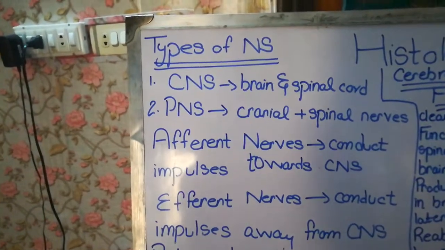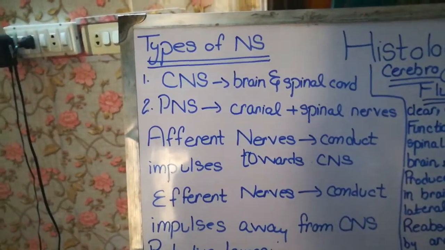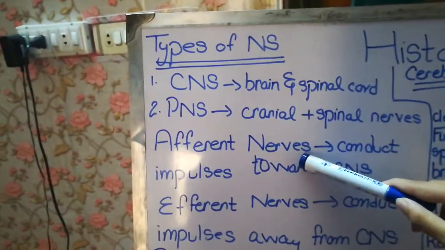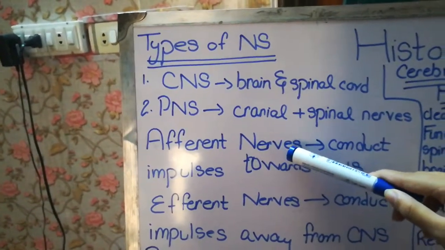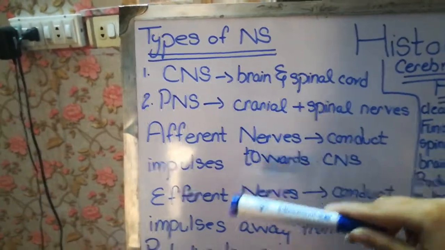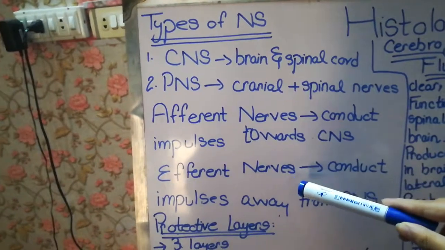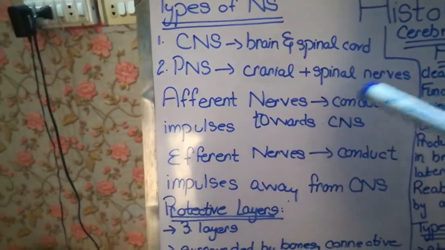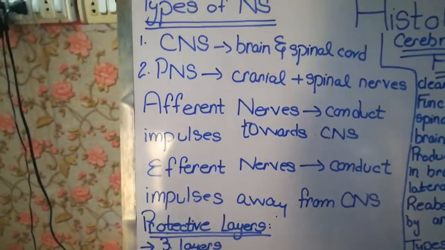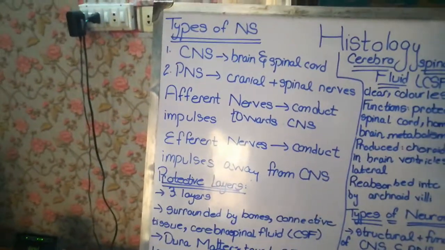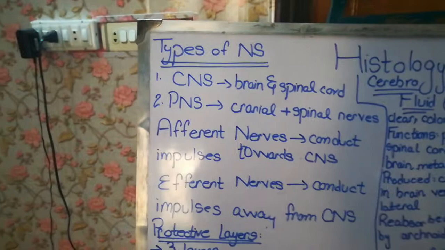the peripheral nervous system. There are some nerve fibers as well, which are your afferent nerve fibers and your efferent nerve fibers. The afferent nerve fibers are those nerve fibers which will conduct the impulses from your body deep towards your central nervous system, and efferent nerve means away from the central nervous system, so they will conduct impulses from the central nervous system to your effectors. Those are your muscles and your glands. Now that was your types of the nervous system.